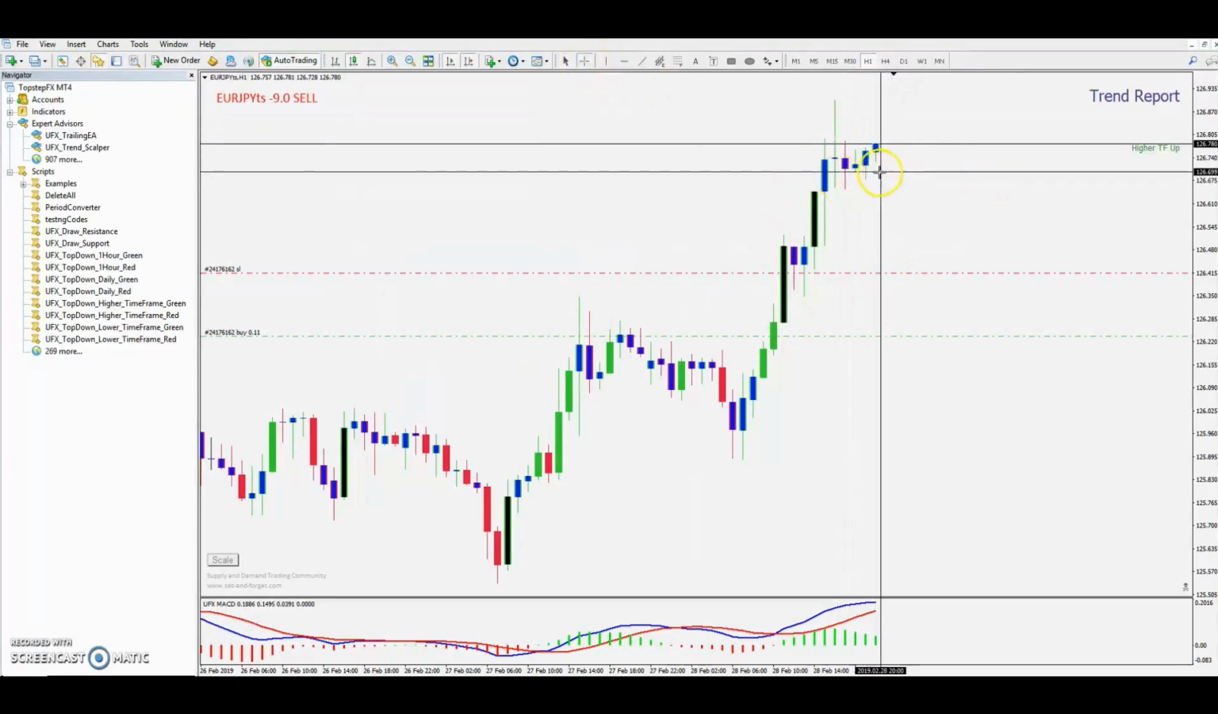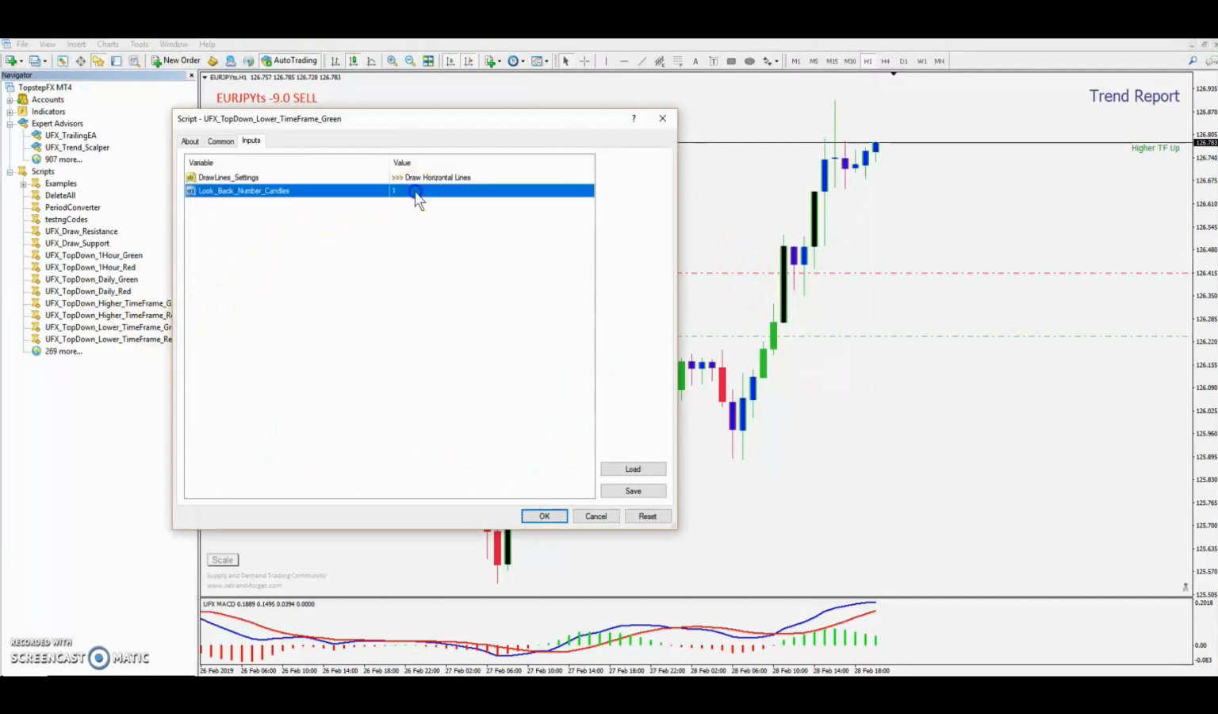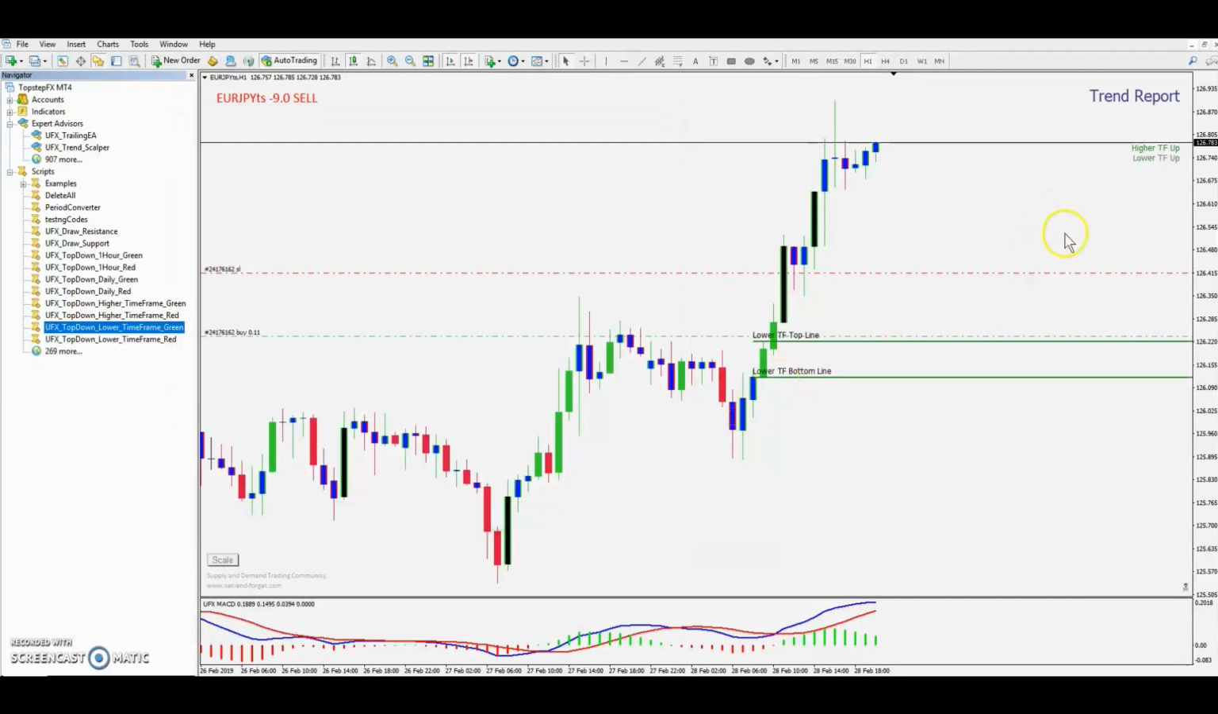Grab your crosshairs, start at the current candle, left click, drag your mouse back to the green candle where the start of this trend was, and it's 11 candles back. Now we're going to go to our lower time frame, which is green, and type in 11. It's going to draw our horizontal lines. Now we have our higher time frame is up, our lower time frame is up.